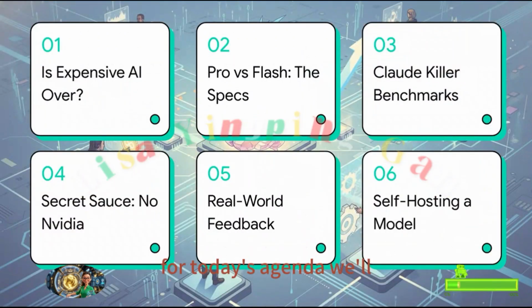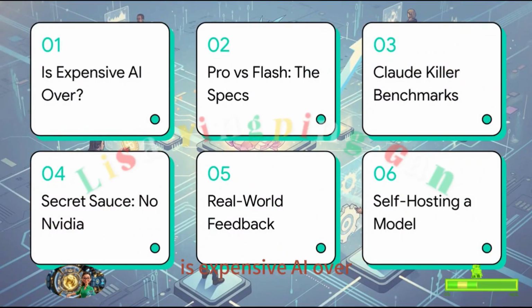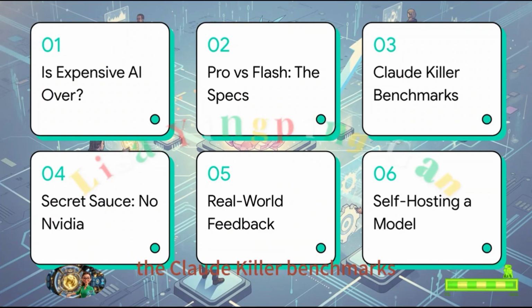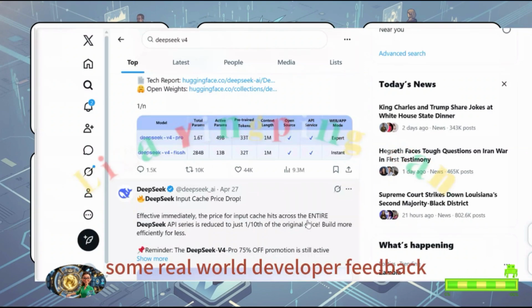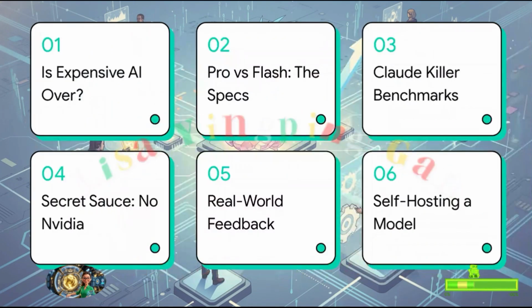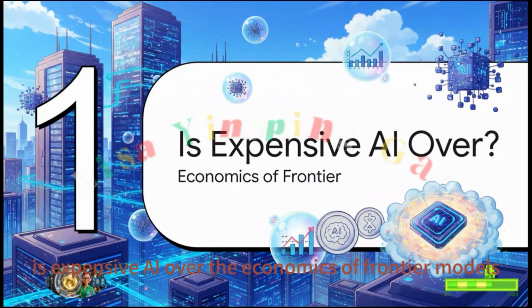For today's agenda, we'll cover: is expensive AI over? Then we'll look at the specs of Pro versus Flash, the Claude killer benchmarks, their non-NVIDIA secret sauce, some real-world developer feedback, and finally, self-hosting a frontier model. Section 1. Is expensive AI over? The economics of frontier models.